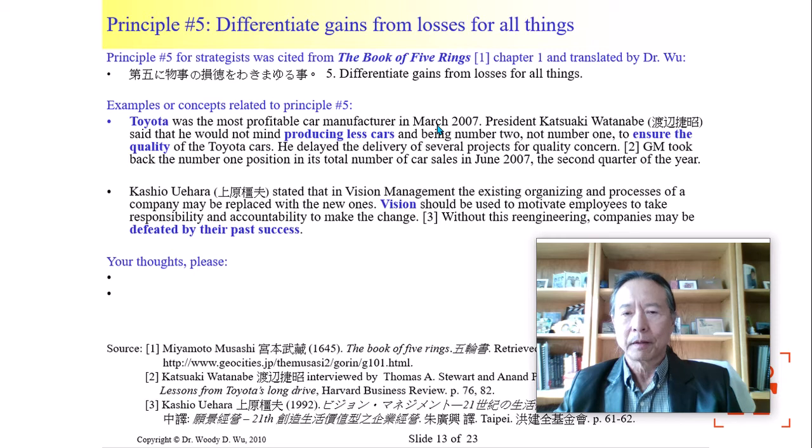Toyota in March 2007 decided to produce fewer cars due to a quality problem. Once quality became a problem, they reduced the quantity to make sure the quality is good. In this case, the next year, GM took back the number one position in terms of total car sales. We can say that Toyota lost the short-term profit and later gained the long-term profit.